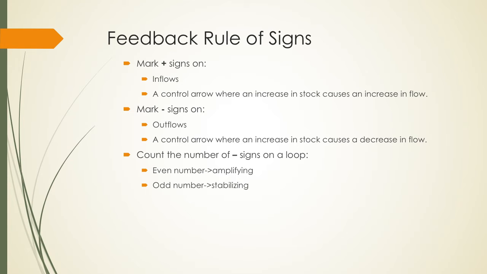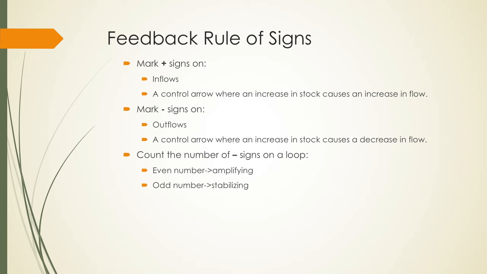To analyze more complicated feedback loops, we can use the following rule. First, we mark the model. Label inflows with a plus, as well as control arrows where an increase in the stock causes an increase in the flow. Label outflows with a minus, as well as controls where an increase in stock causes a decrease in flow. Then, for a given feedback loop, count the total number of negative signs.